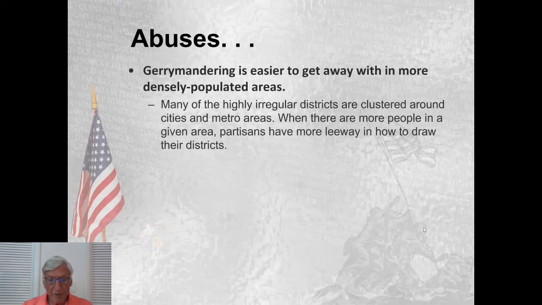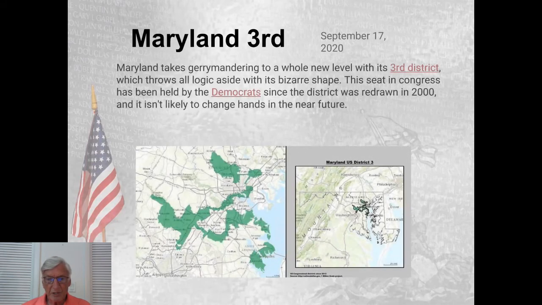And many of the highly irregular districts are clustered around cities and metro areas. Where there are more people in a given area, partisans have more leeway in how to draw their districts. Here's Maryland's 3rd, and these are numbers from last fall, September 2020. Maryland's gerrymandering takes it to a whole new level with the 3rd district that we've already mentioned. This seat has been drawn by Democrats, and you see how it wanders in an odd configuration. Some parts of the district are barely hooked together by one road or something.